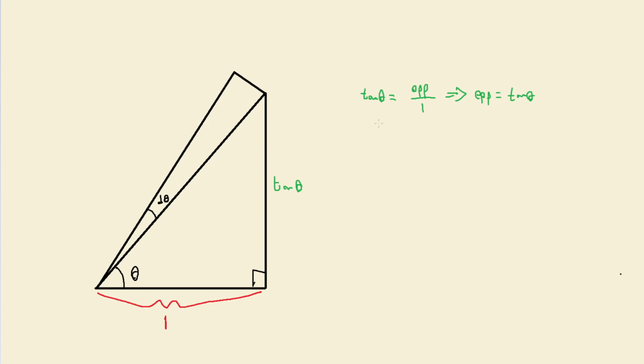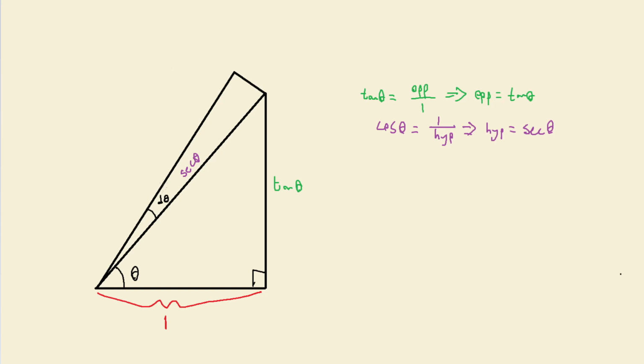Similarly, we could say that cosine of theta is equal to the length of this adjacent side, which in this case is just 1, divided by the length of the hypotenuse. And if we solve for the length of the hypotenuse, we get that that's just equal to 1 over cosine, which is equal to secant theta. So we have that our hypotenuse here is equal to secant of theta, and our opposite side here is equal to tangent theta.